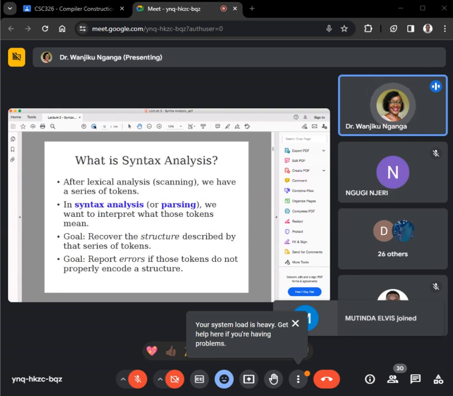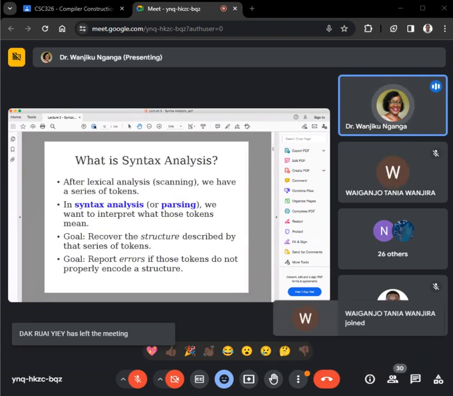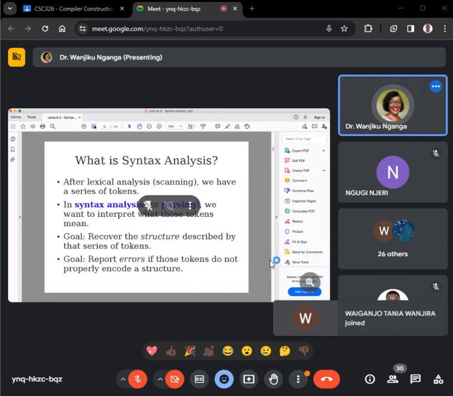So after scanning, which is the lexical analysis, we generate a series of tokens. And the role of syntax analysis is to interpret what those tokens mean. And by saying we're interpreting, basically there are two goals here. The first one is to identify the structure that is described by the series of tokens.